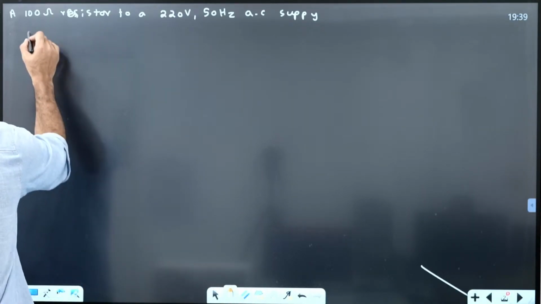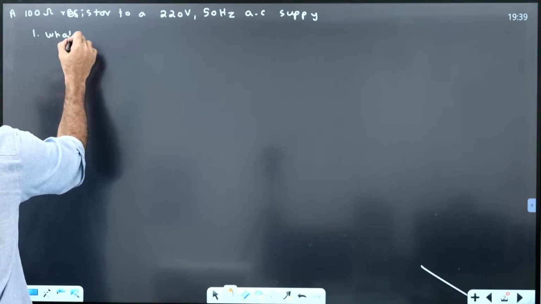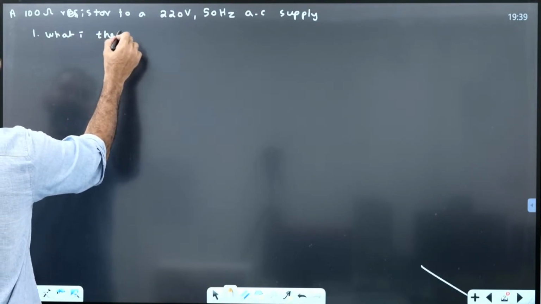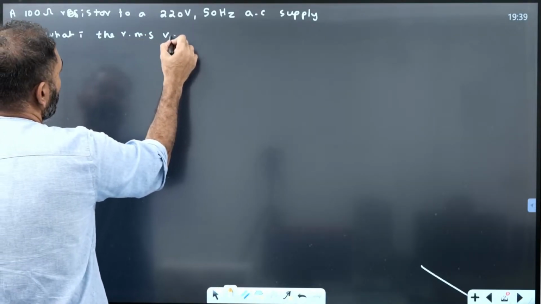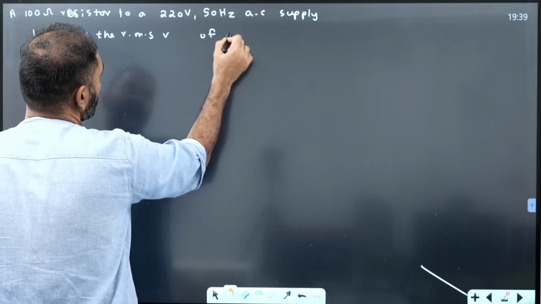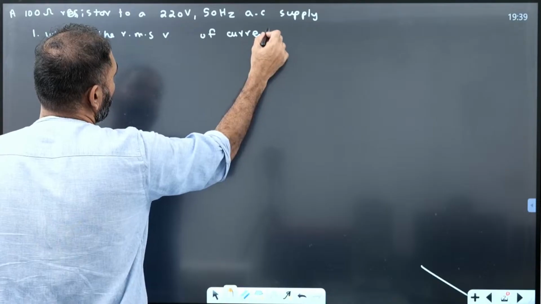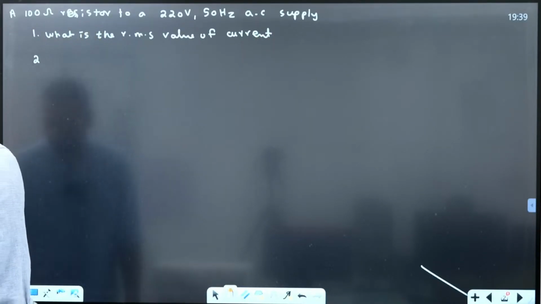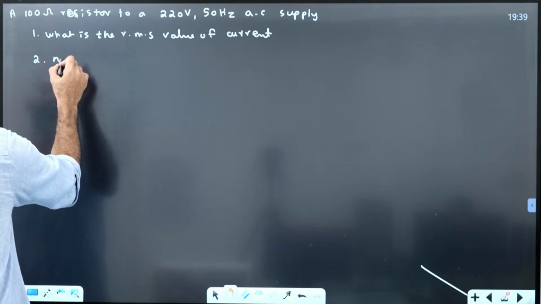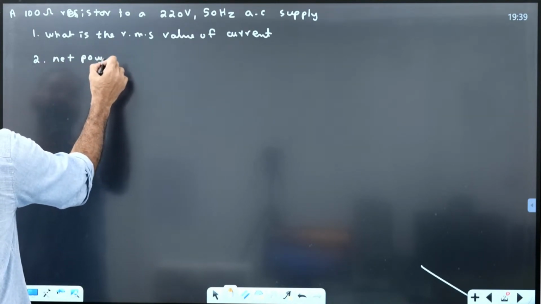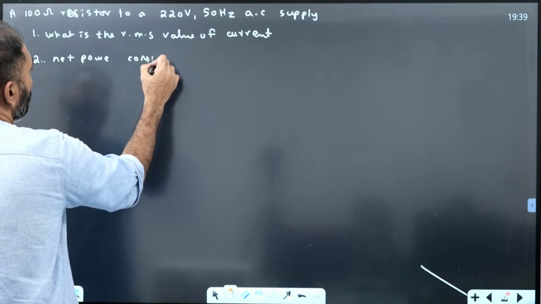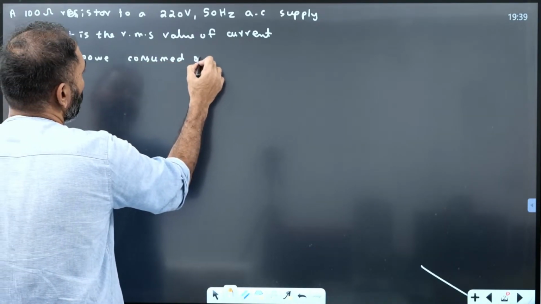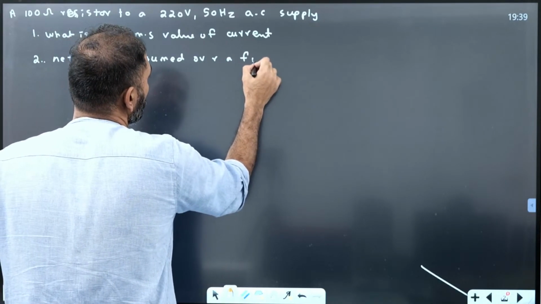What is the RMS value? First one, what is the RMS value of current? Second one, what is the net power consumed? Net power consumed over a full cycle.